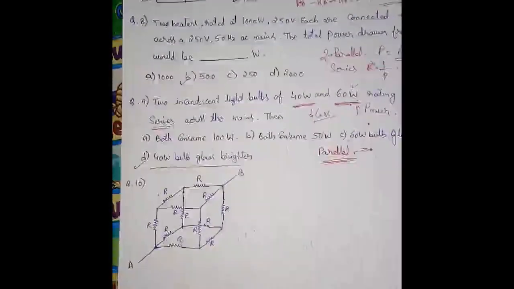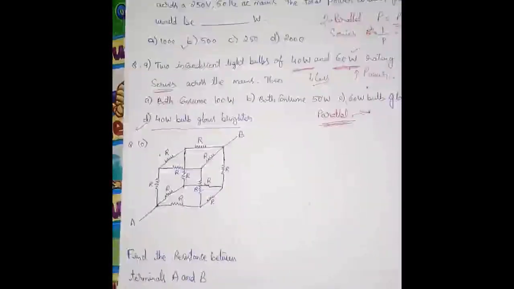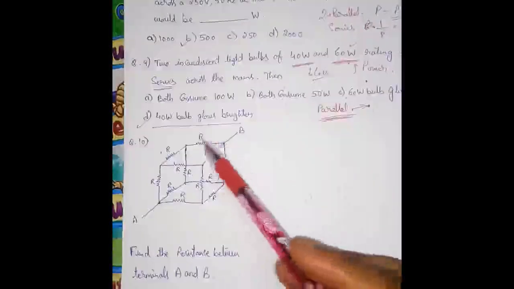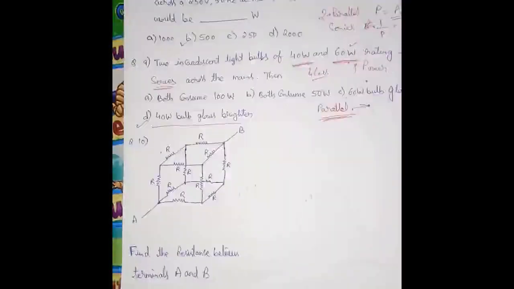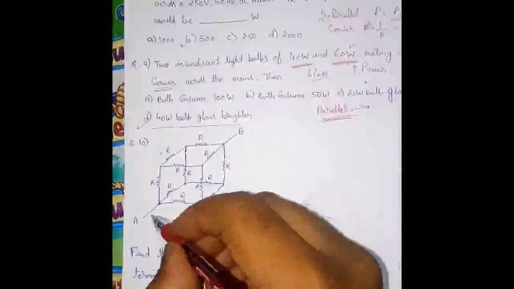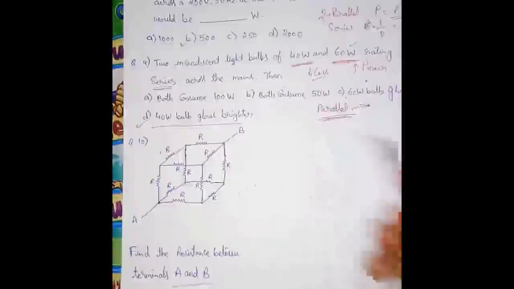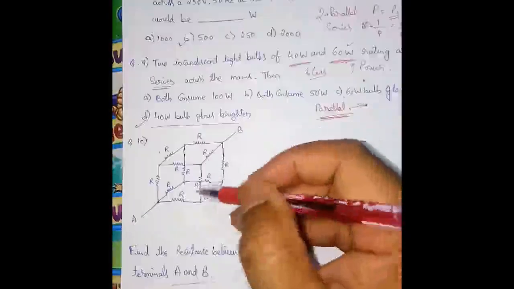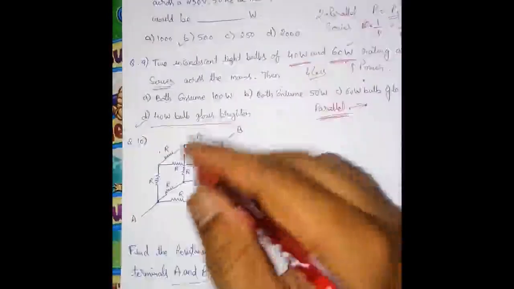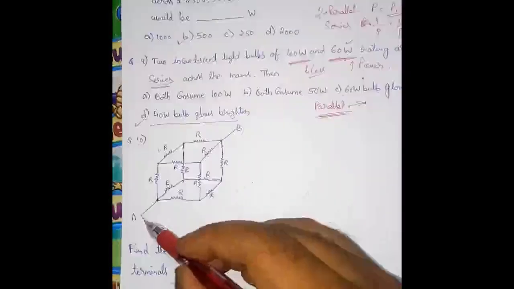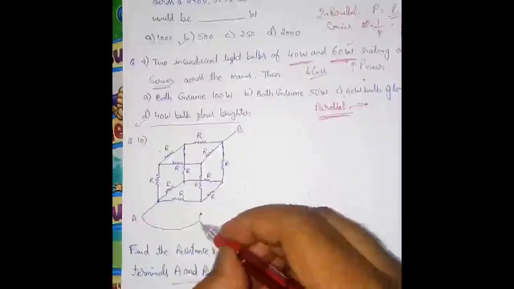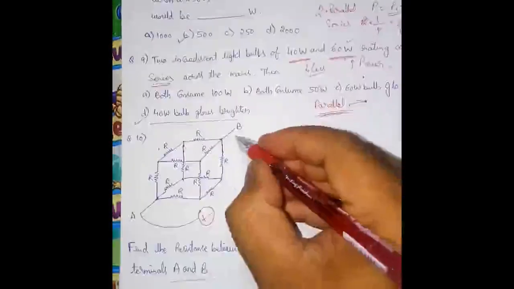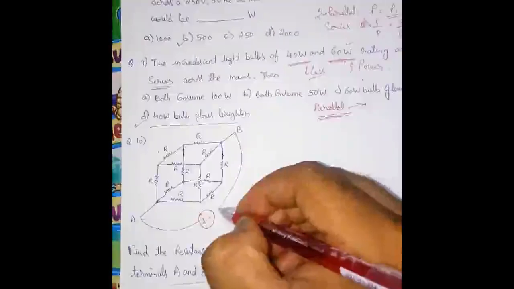Now the last one is question number 10. Here they have given a cube and asked you to find the resistance between the terminals A and B. This is terminal A, this is terminal B. To solve this, I'll give some hint. Whenever we have a circuit, let us assume a closed circuit for this. I'll connect a voltage source here, say plus minus. This is an assumption I am making.